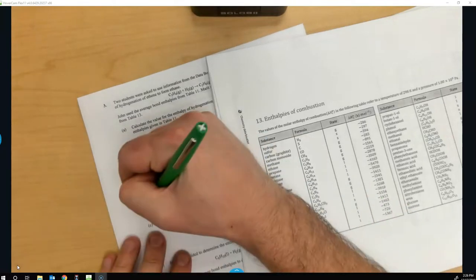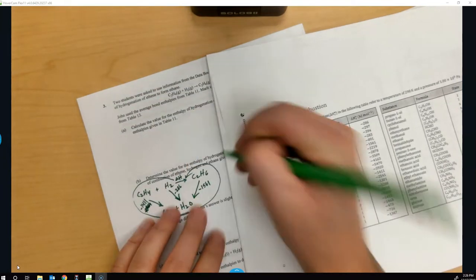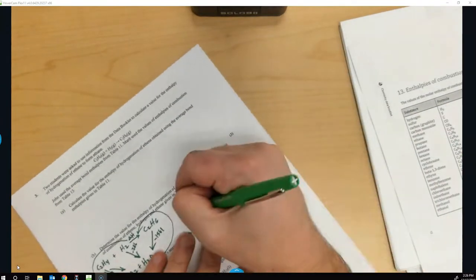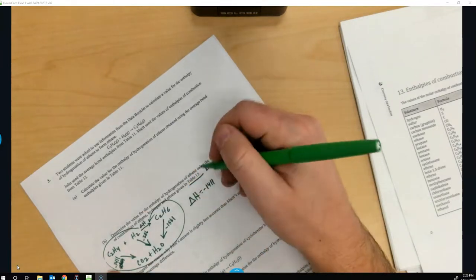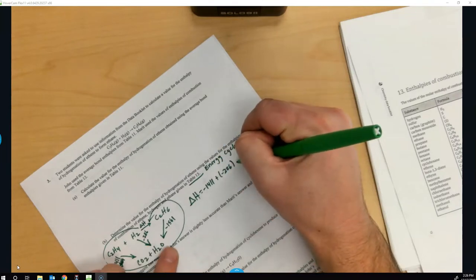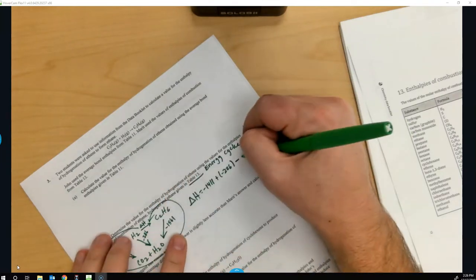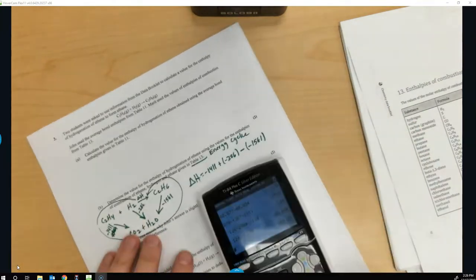Ethene is negative 1411 and ethane is negative 1561. All right, now that we have values for our arrows, we just have to travel around the cycle. So the first arrow I encounter has a value of negative 1411. To that, I'm going to add the next arrow I encounter, which has a value of negative 286, and then I'm going to subtract the next arrow because we're going against it. So I'm going to subtract negative 1561. When I punch in the numbers, negative 1411 minus 286 plus 1561.